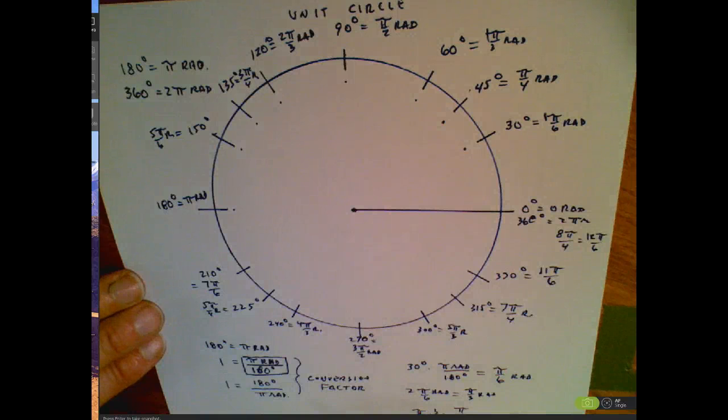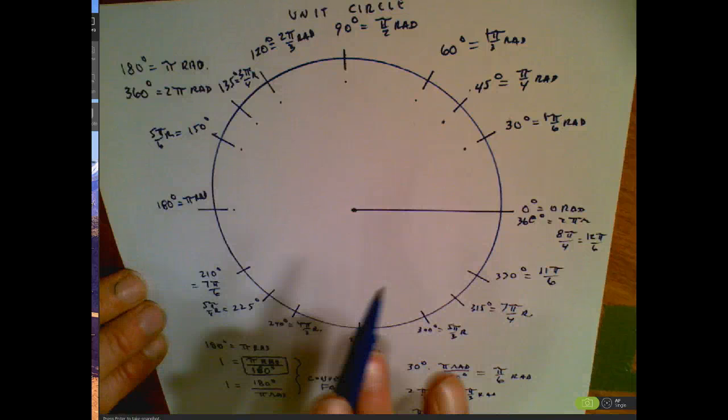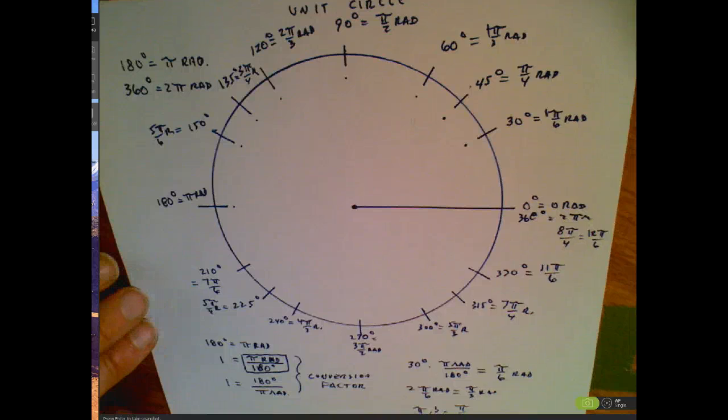Okay? Now that's the angles of a unit circle. I want you to make sure you know those angles thoroughly. We've got to have those memorized. We've got to know all those, just like 2 times 4 is equal to 8. Okay? Have fun with it. Good luck.